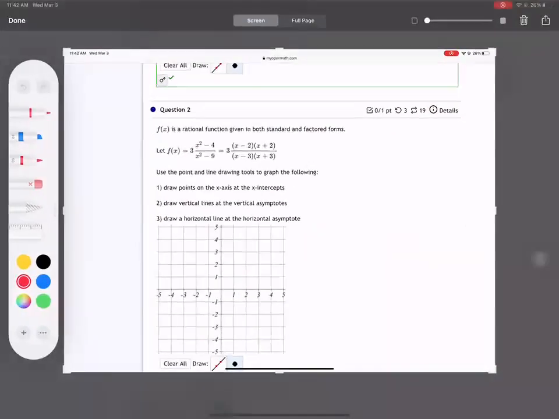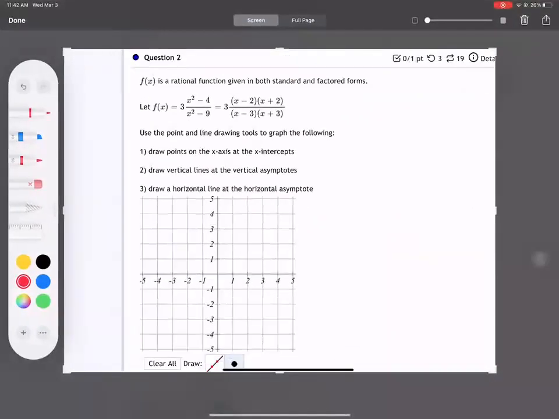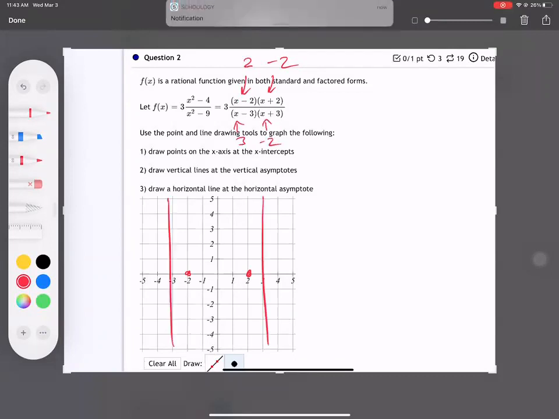So here we go. For this problem, what are my zeros? My x-intercepts are when the top goes to 0. That's going to be 0 at 0, at 2, and negative 2. Easy peasy. 2, negative 2. Got those down. What are my vertical asymptotes? Vertical asymptotes are when the denominator goes to 0. At 3 and negative 3.